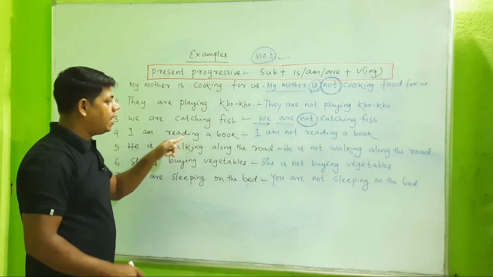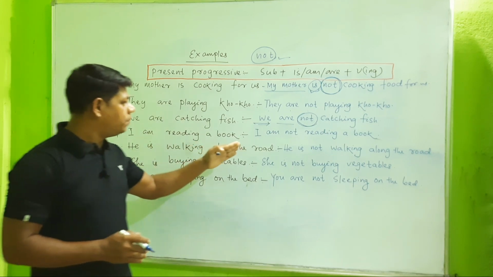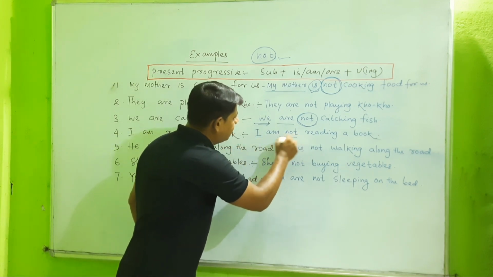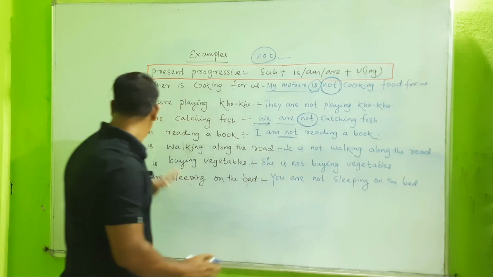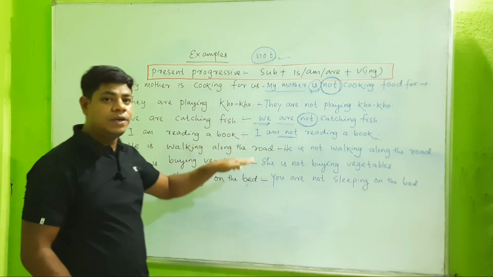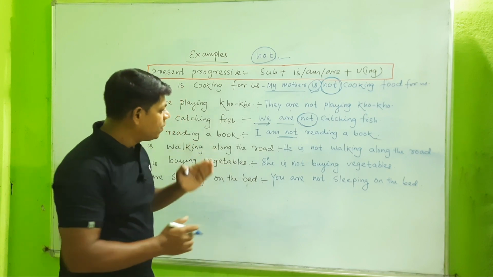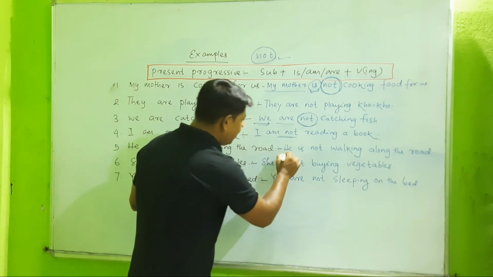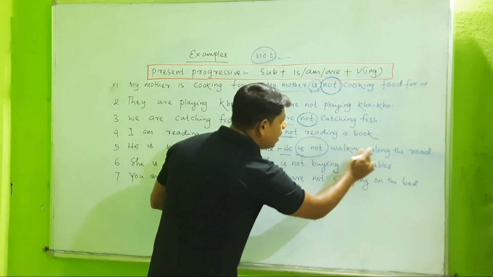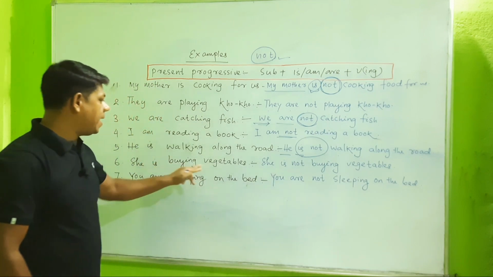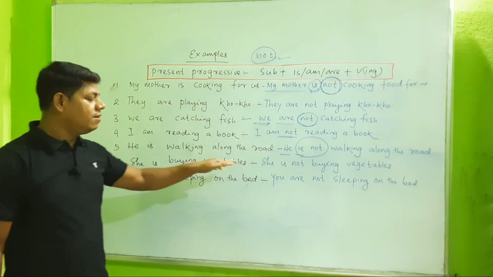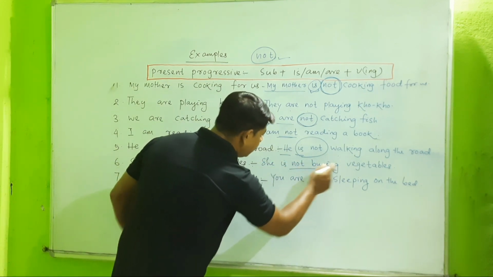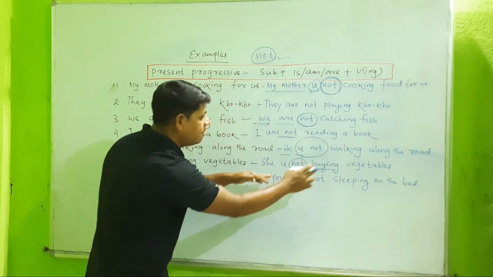Then I am reading a book. So I, then comes your am. Here you just add not. I am not reading a book. Then comes your he is walking along the road. When you are going to convert this sentence into a negative sentence, at that time you will just write like this: he is not walking along the road. Then she is buying vegetables. She is not buying. It means that you have added here not. She is not buying vegetables.